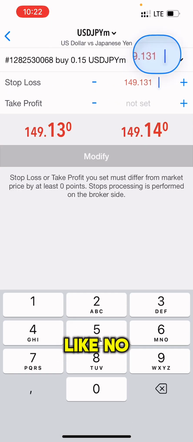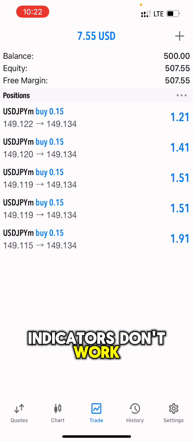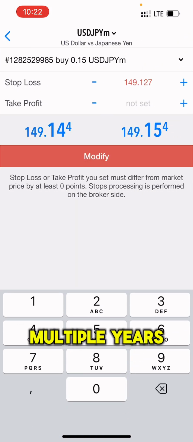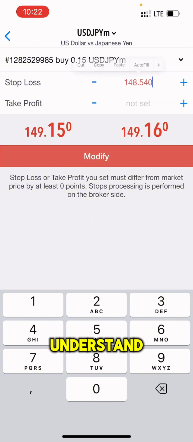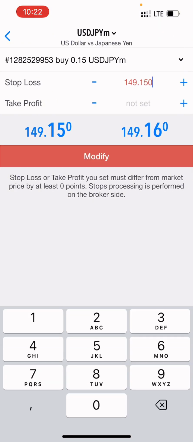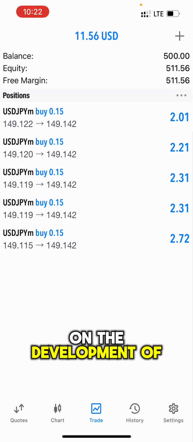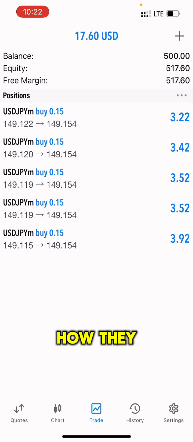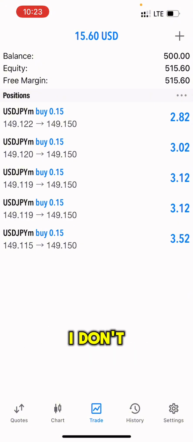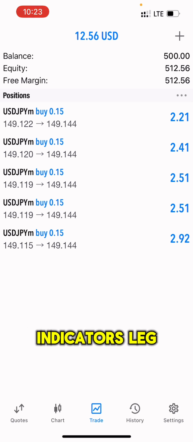You guys might be like, no, indicators don't work. Yes, indicators don't work if you don't understand how they work. The guys who spent multiple years trying to understand and create those indicators are not stupid to spend so much money and investment on the development of indicators. If you don't know how they work, just keep quiet and say, yes, they don't work because I don't understand it. Do not say indicators do not work, indicators lag.